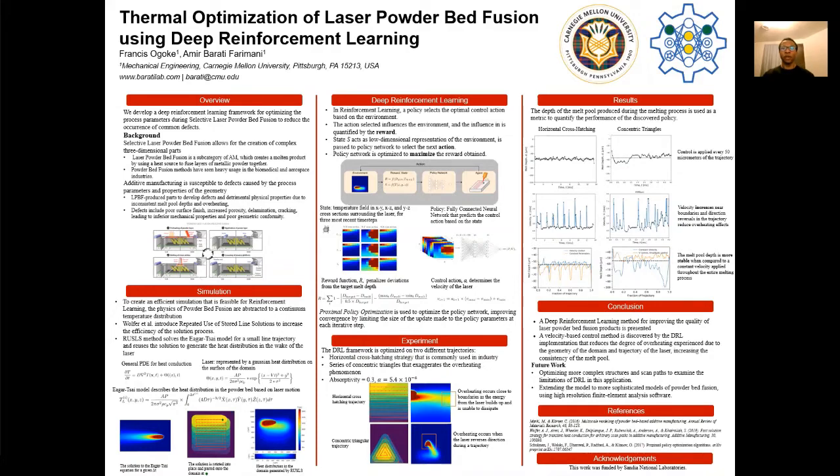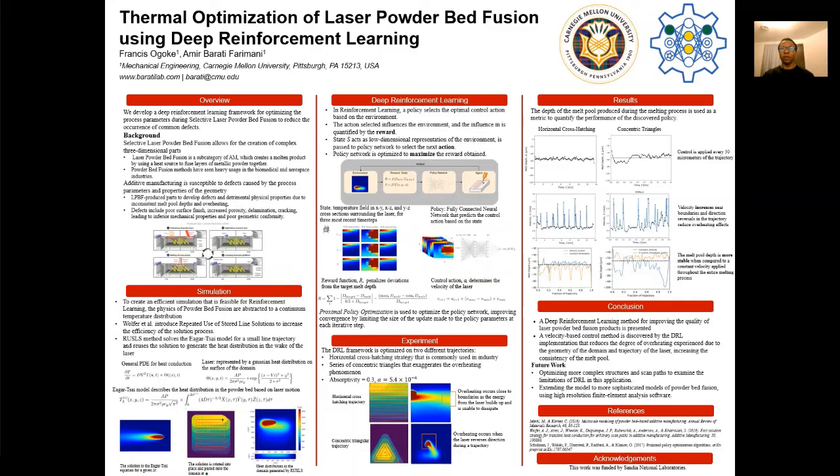On the other hand, however, it is likely to form defects because of, for instance, inconsistencies in melt pool depth or overheating in certain parts of the domain. So we are trying to use deep reinforcement learning to derive a control policy to dynamically adjust the process parameters to reduce the occurrence of temperature-related defects.